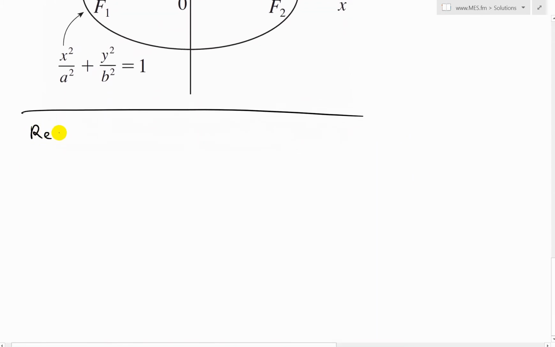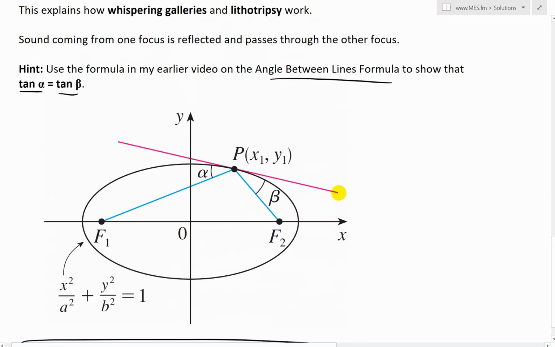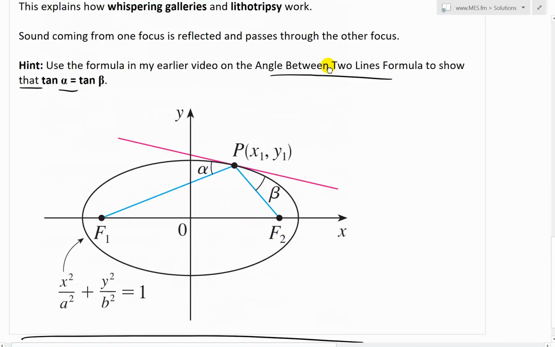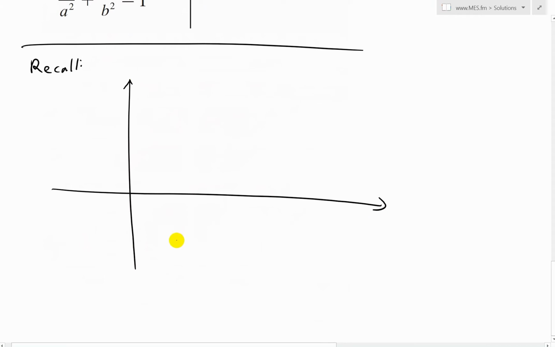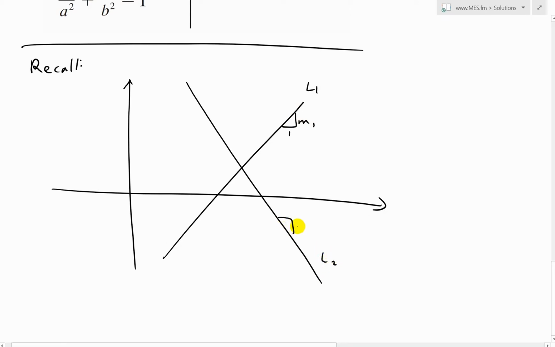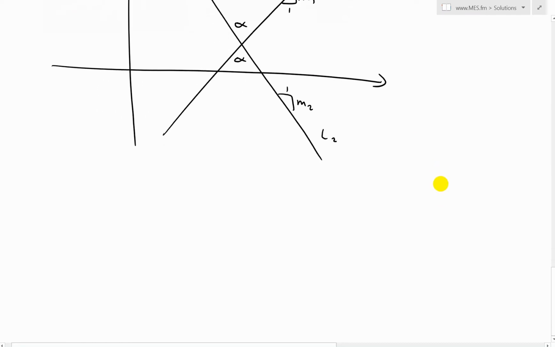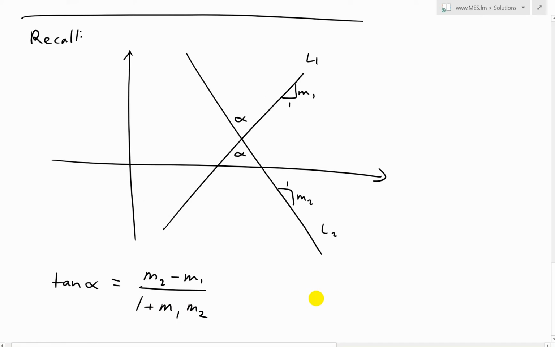First of all, recall the angle between two lines formula from my earlier video. If you have a line L1 with a slope of m1, and another line L2 with a slope of m2, with an angle in between, alpha, then I proved in that earlier video that tan alpha is equal to (m2 minus m1) over (1 plus m1 m2), where these are just the slopes of the two lines.